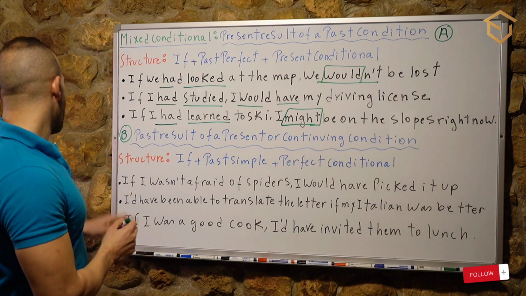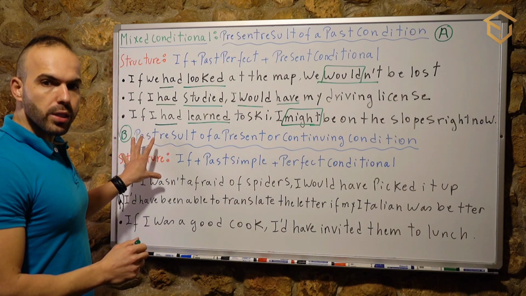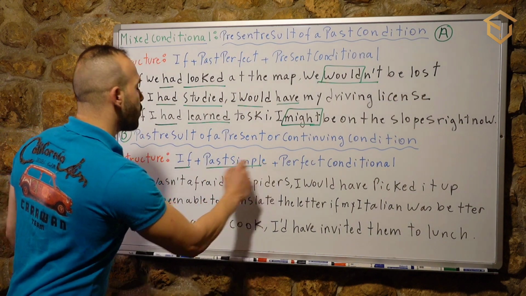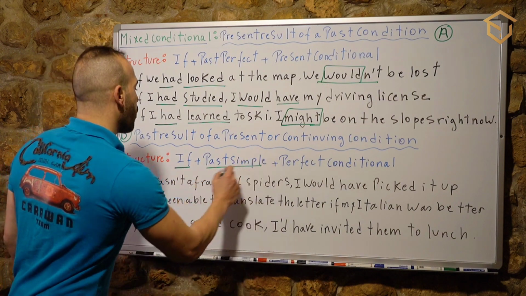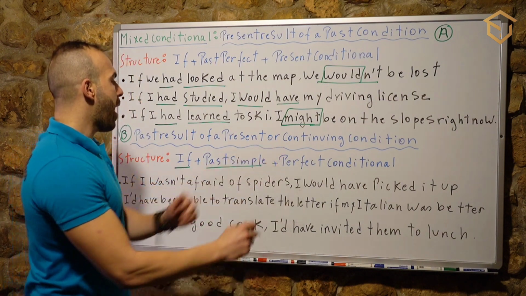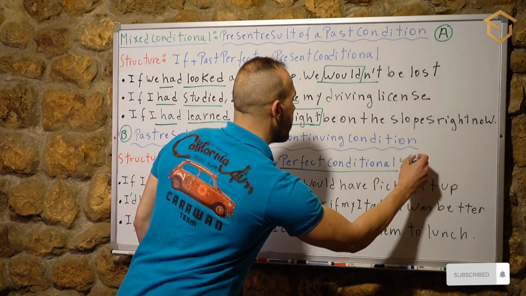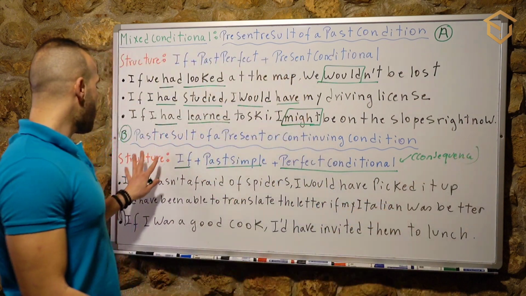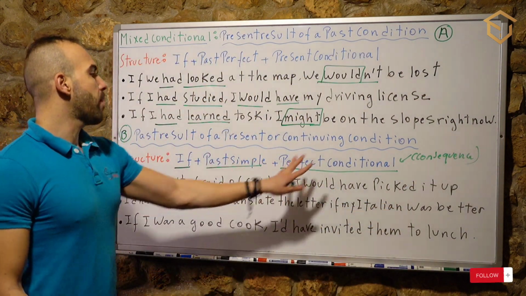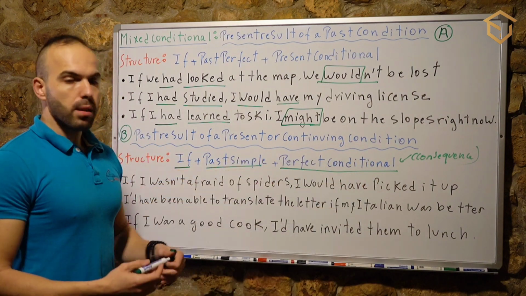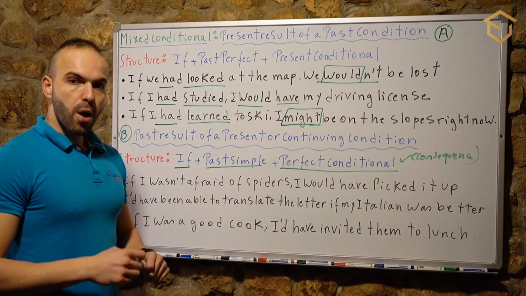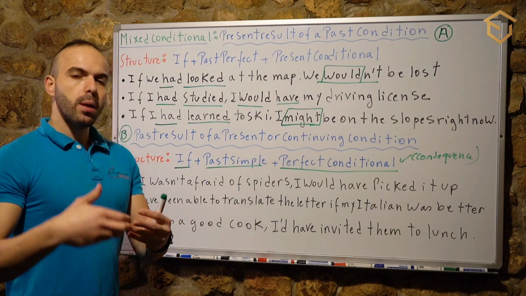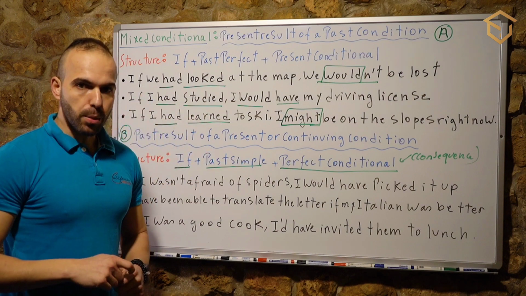Let's see. First, let me just highlight the structure where we use the conjunction word if plus the verb in the past simple form. As you can see, that's what we call the conditional sentence, if you remember. And then we have the perfect conditional in the consequence sentence as usual. So we have the if associated with the past simple, and then the consequence sentence in the perfect conditional. Do you remember the perfect conditional? I've just talked about it: we use would plus have plus the verb in the past participle form.